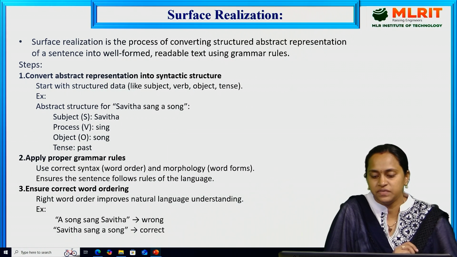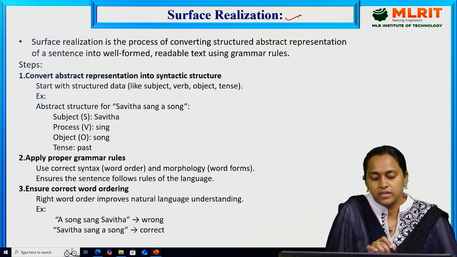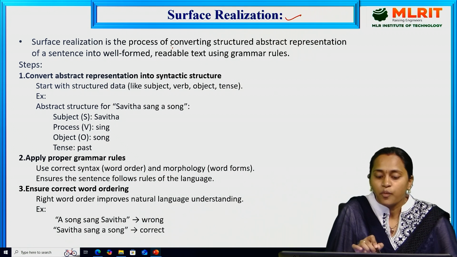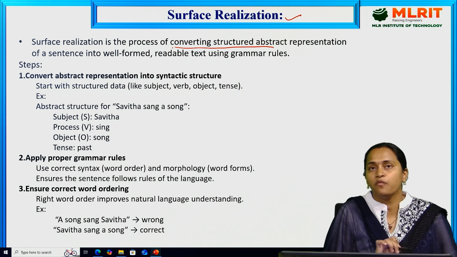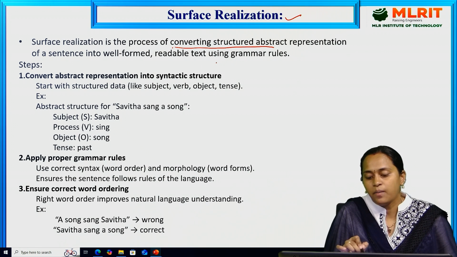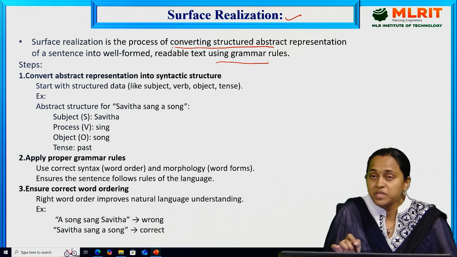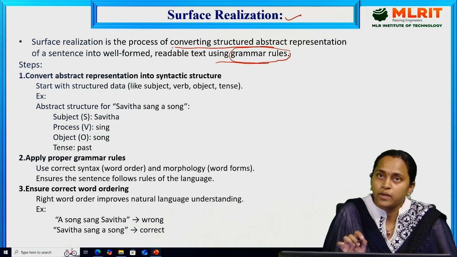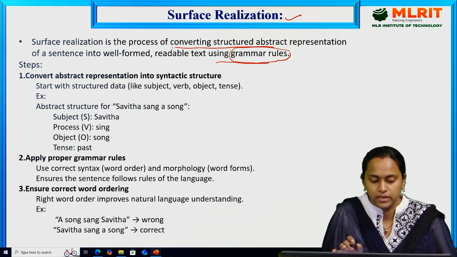Coming to the last one, surface realization. So what is the meaning of surface realization? That means we are taking the process of converting the structured representation of the sentence into a well-formed text using grammar rules. That means the machine will generate the natural language text, right? After that, we follow some grammar rules, some context-free grammar rules. Then only we'll get the accurate natural language generation text, that means a meaningful, natural sentence.